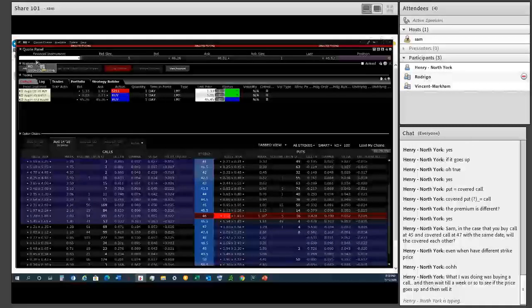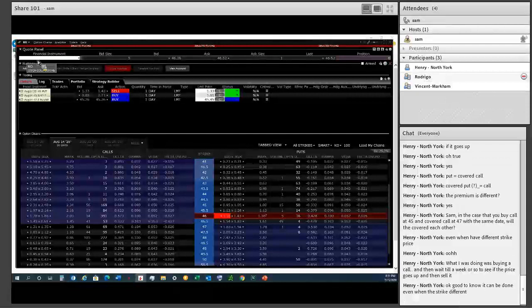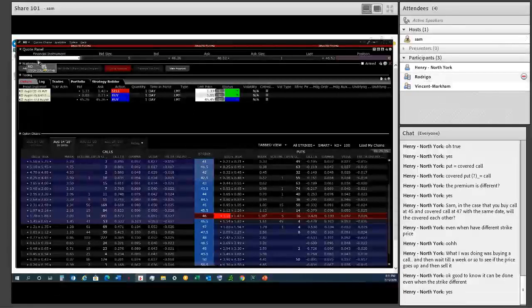We'll just monitor all through these trades. What I was doing was buying a call and then waiting a week or so to see if the price goes up, and then selling it. That's called legging in, Henry, and it can be good or bad. It's a little more risky, because you're not covering it immediately.